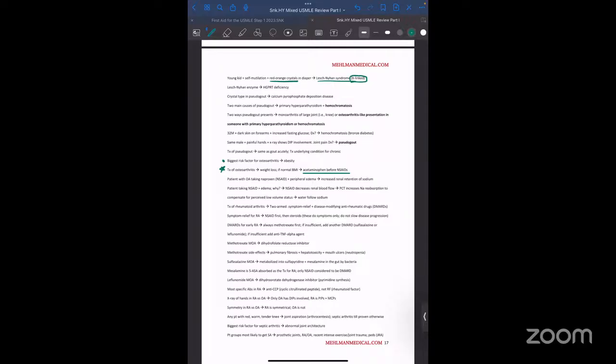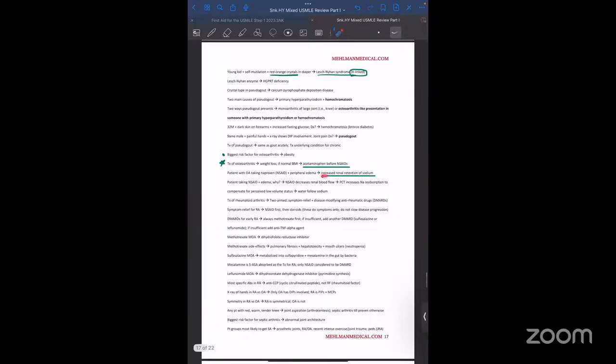Patients with OA taking naproxen, an NSAID, plus peripheral edema. Why? It's because of increased renal retention of sodium from the NSAID. Patient taking an NSAID plus edema. Why? NSAID decreases the renal blood flow, leading to... once again, patient taking an NSAID plus edema. What's the reason for the edema? Increased renal retention of sodium.